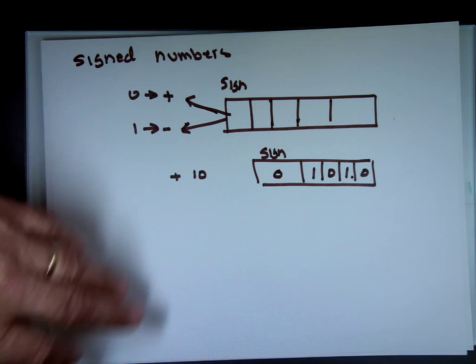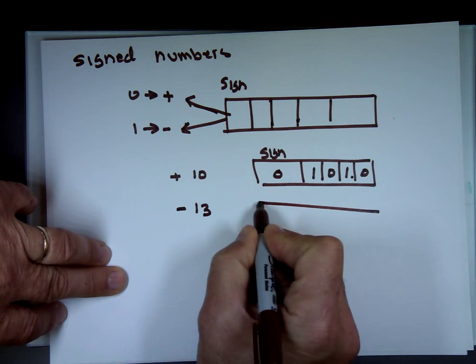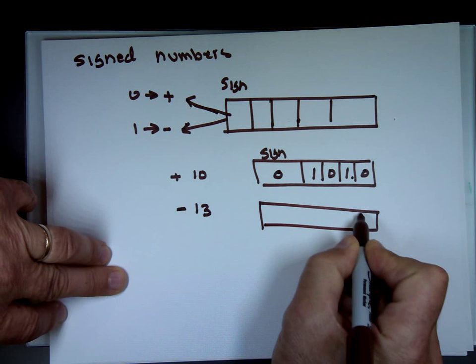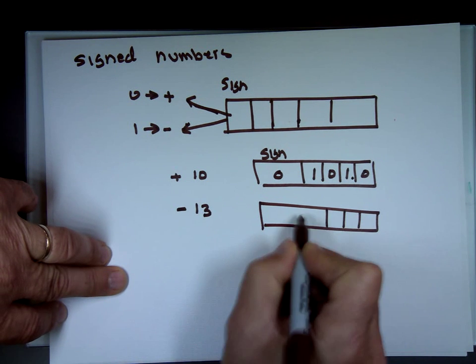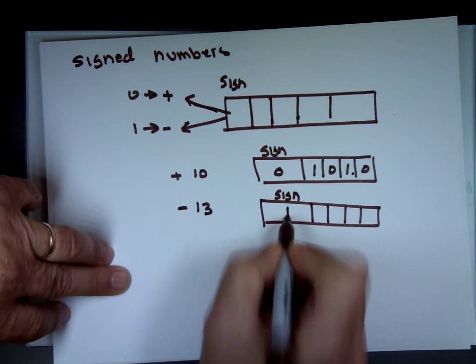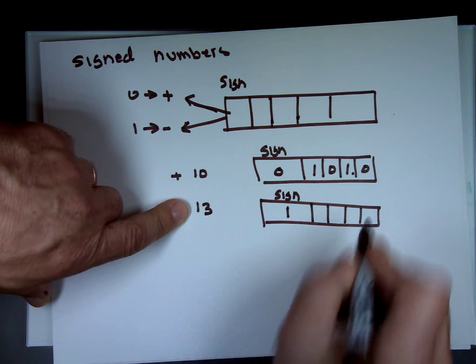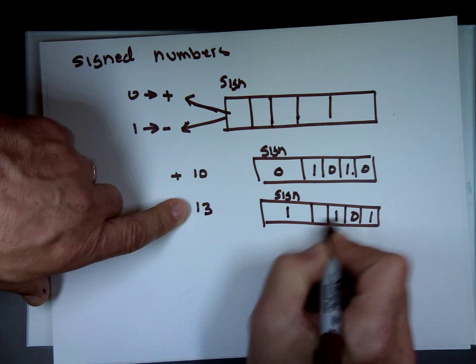1 means negative number. If I want -13, again, this is the sign. I know it's negative, I'll put a 1 in it. 13. 8 and 4 and 1, is it? 1, 0, 1, 1.